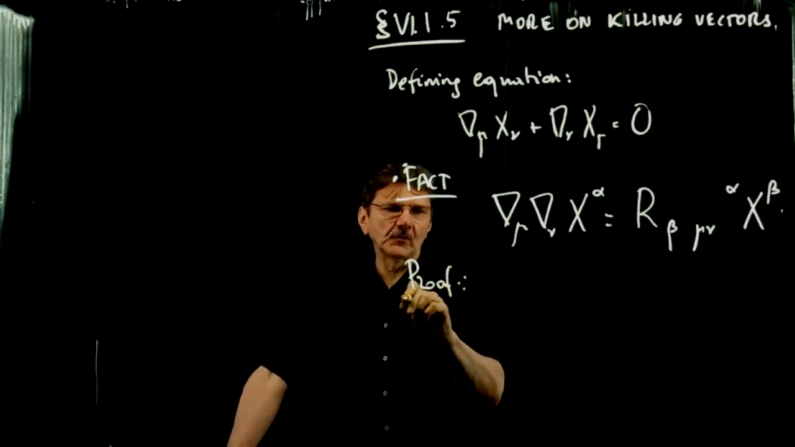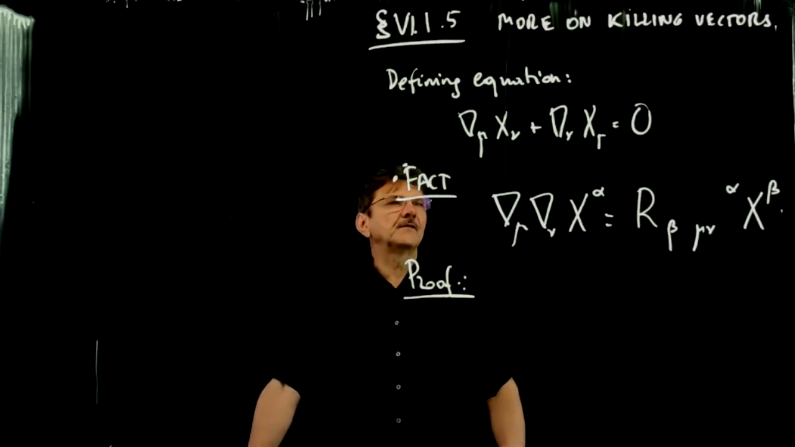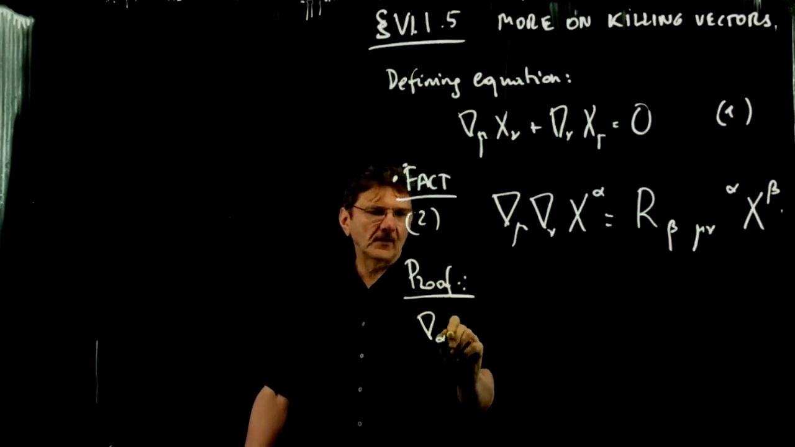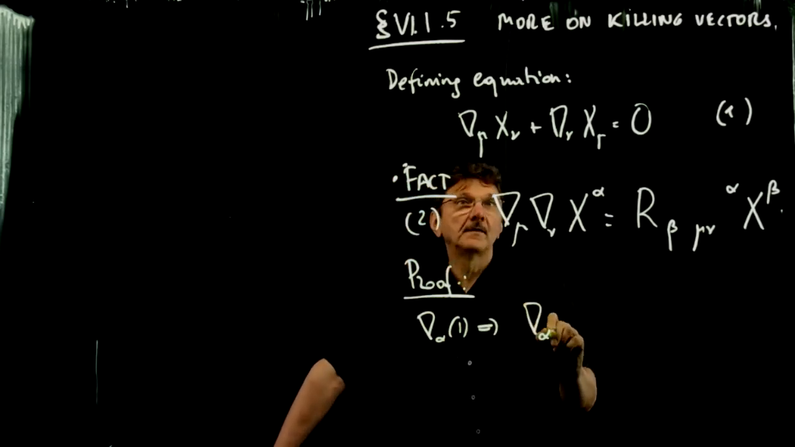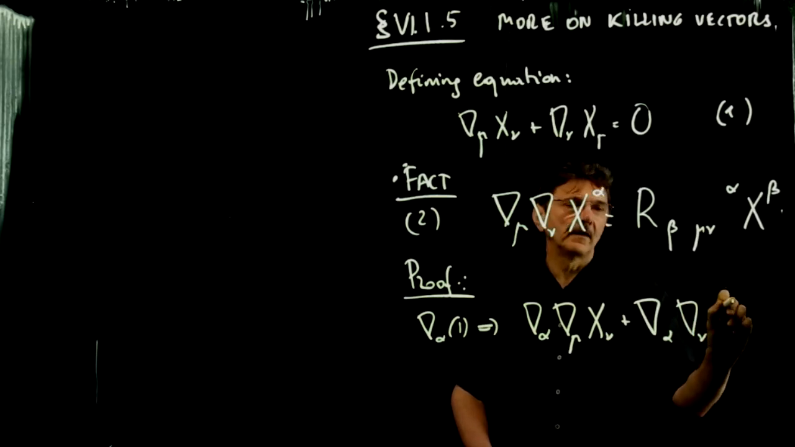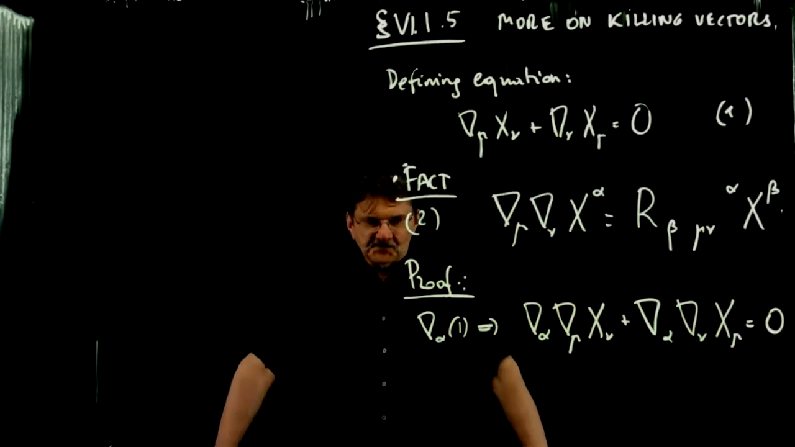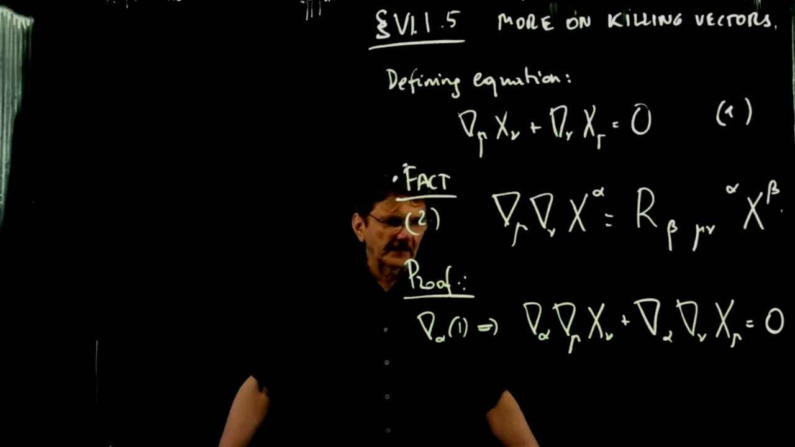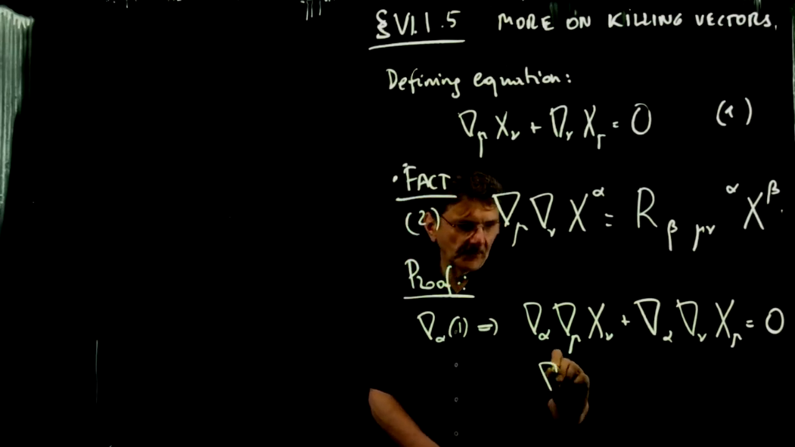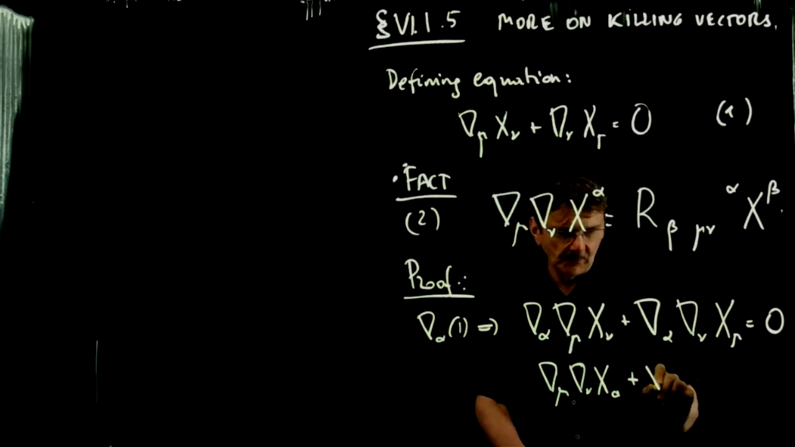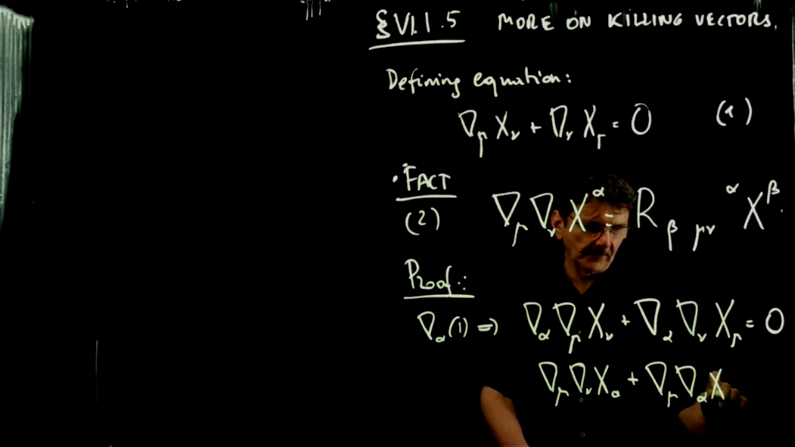I think you've done this in the Übungen, but this is an important fact, so let's do this. So we take the first equation and differentiate. We take nabla_alpha of it. We're going to get nabla_alpha nabla_mu X_nu plus nabla_alpha nabla_nu X_mu equals zero. And the standard thing, if you have a three-index operation to do, you take cyclic permutations. So you don't even think about what to do. Take a cyclic permutation. So you also get nabla_mu nabla_nu X_alpha plus nabla_mu nabla_alpha X_nu equals zero.